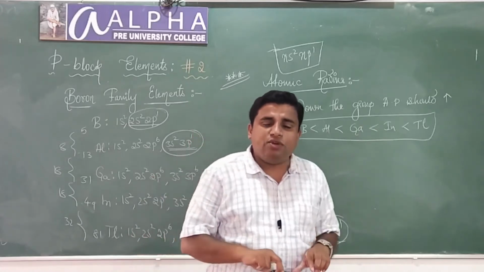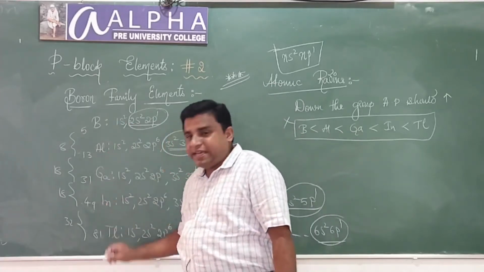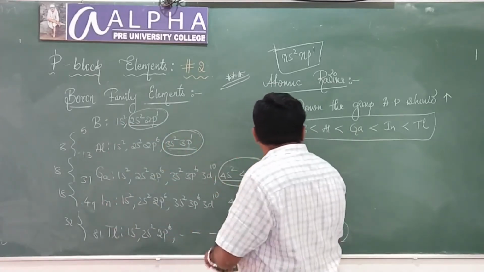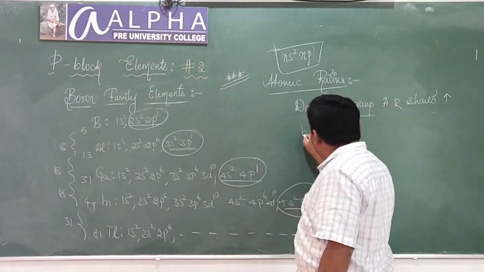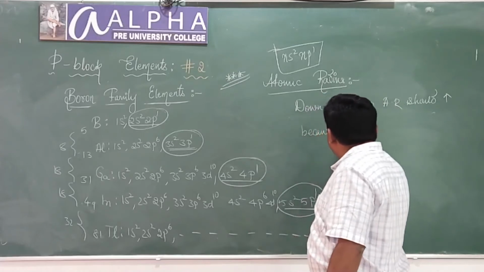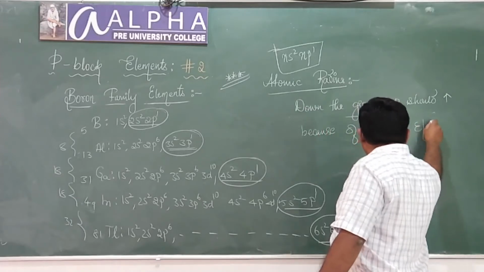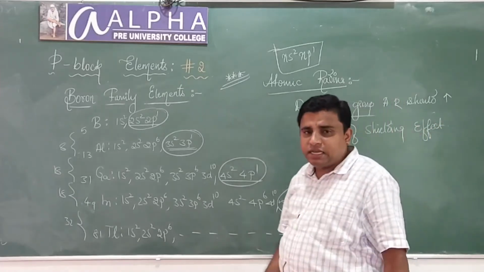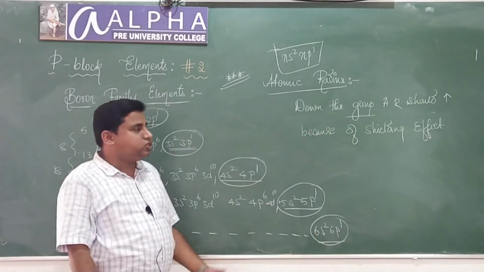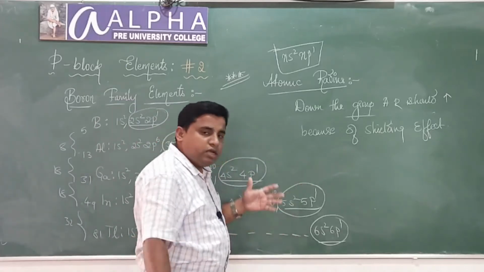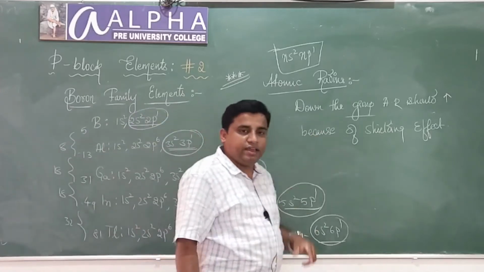Now can you tell me why atomic radius increases down the group? Atomic radius increases down the group because of shielding effect, isn't it? We have understood all about shielding effect, screening effect, etc. in the periodic table itself. I don't want to discuss all those things again because it will take too much of our time. So just understand this: atomic radius increases down the group because of shielding effect.